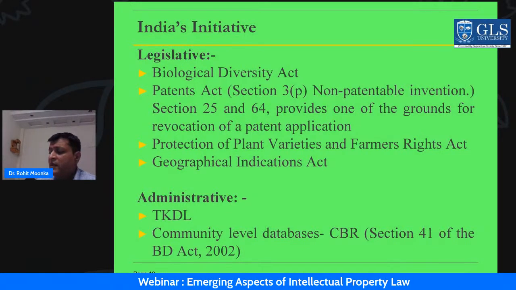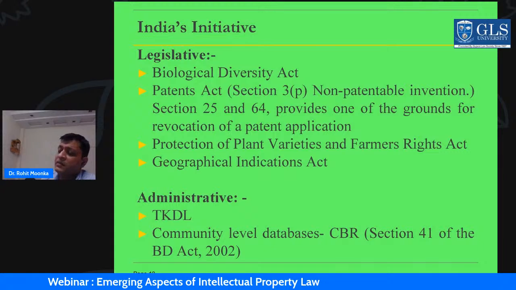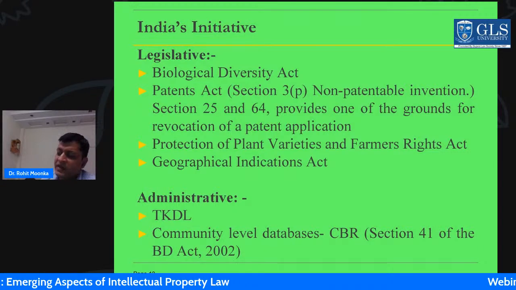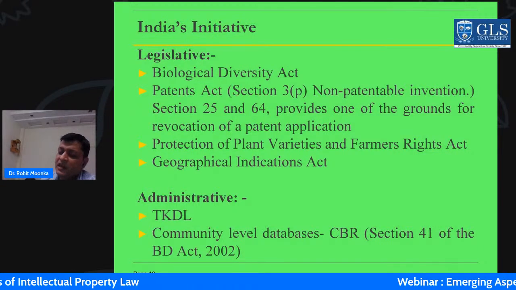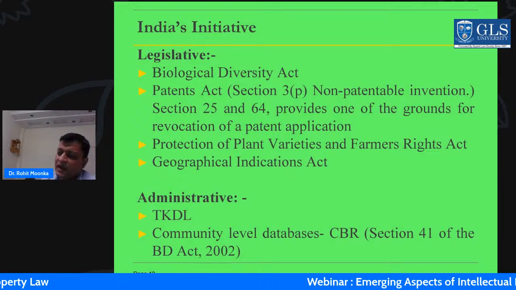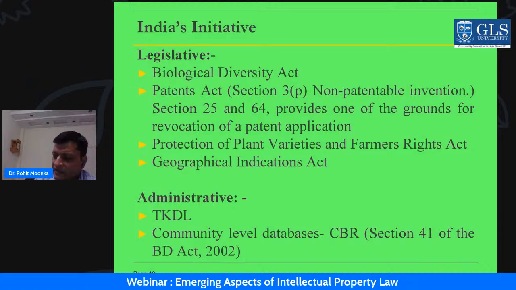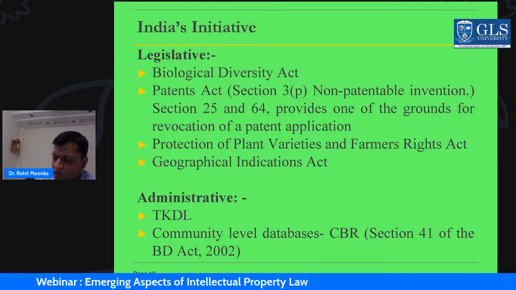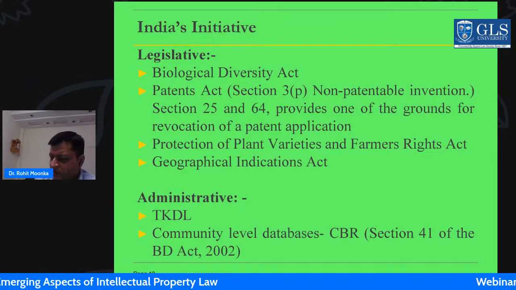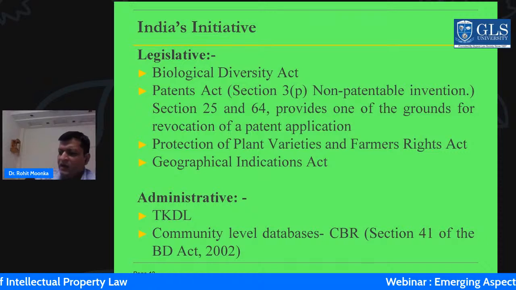Another feature, I would say, is that now there is a provision made under the patent rules that if any invention has any element of bioresources, then the applicant must state the origin of that bioresource and all the details related to that.